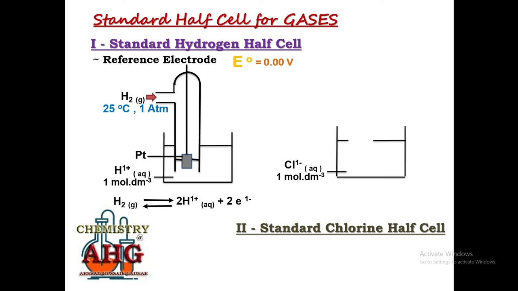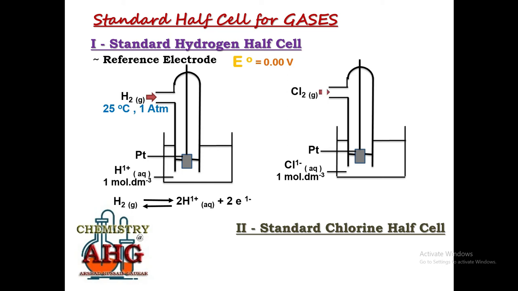Again, since chlorine is a gas and a non-metal, you will have to use exactly the same apparatus: a glass container and platinum foil. The platinum foil must be enclosed by the glass container where we can contain chlorine gas. Chlorine gas will be pumped in at the standard temperature of 25 degrees Celsius and 1 atm pressure. Since chlorine is greenish yellow, the container will become greenish yellow.